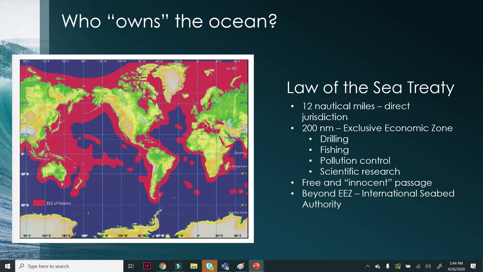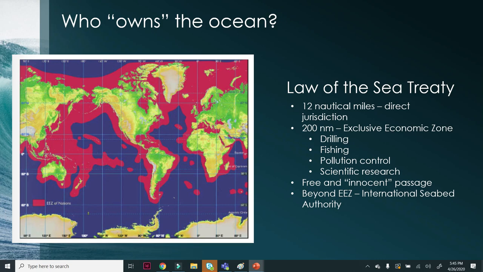Now, as we get outside of that 3 miles, we have 2 different levels of jurisdiction. And really, we're going to talk about what's called the Exclusive Economic Zone, or the EEZ. All right. So individual countries have the authority to manage 200 nautical miles out from their shoreline in these economic zones, these exclusive economic zones. And what they manage there are offshore drilling, fishing, pollution control, and scientific research.